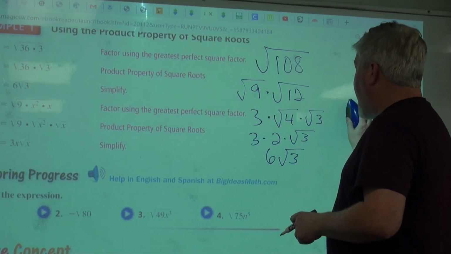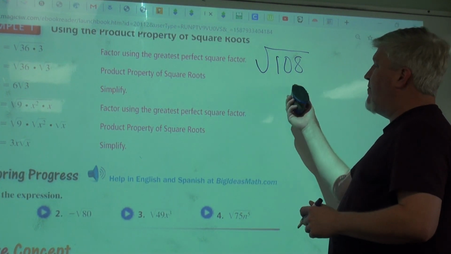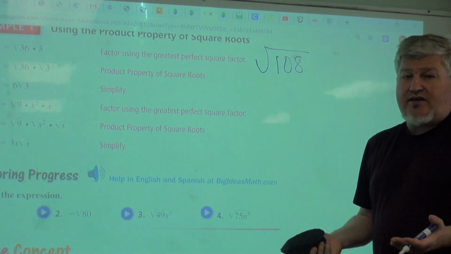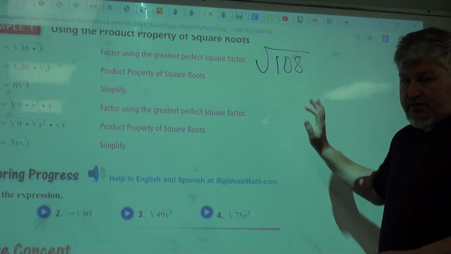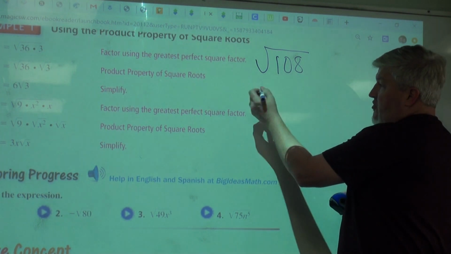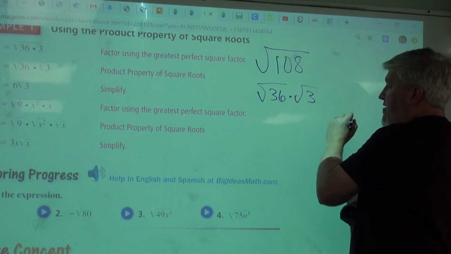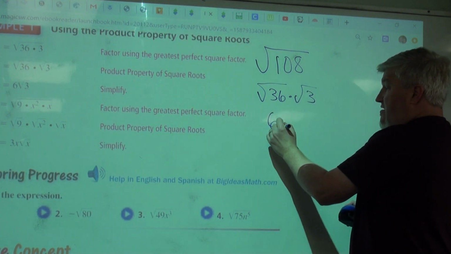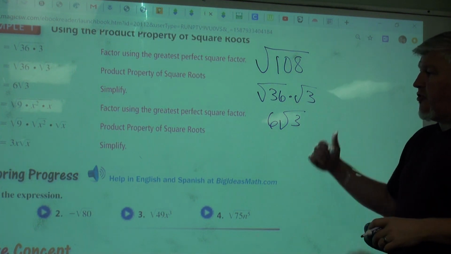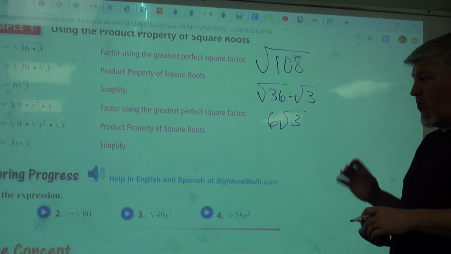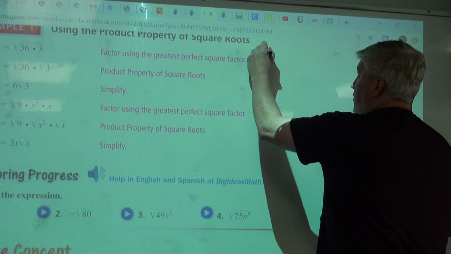Now, in the book, they just assumed, if you look at the example written in your book, that you would be able to realize that 36 divided evenly into 108. And most of you are not going to realize that. So that's why I was showing you how to factor it, okay? What they showed in the book is you can pull out the square root of 36 times the square root of 3. Square root of 36 is 6. And we end up back at the same point. I just wanted to show you some other ways to get to that same answer, which is going to make more sense to you.